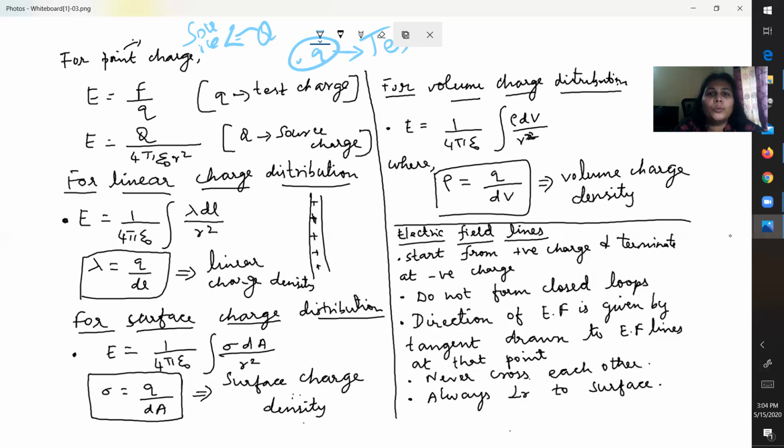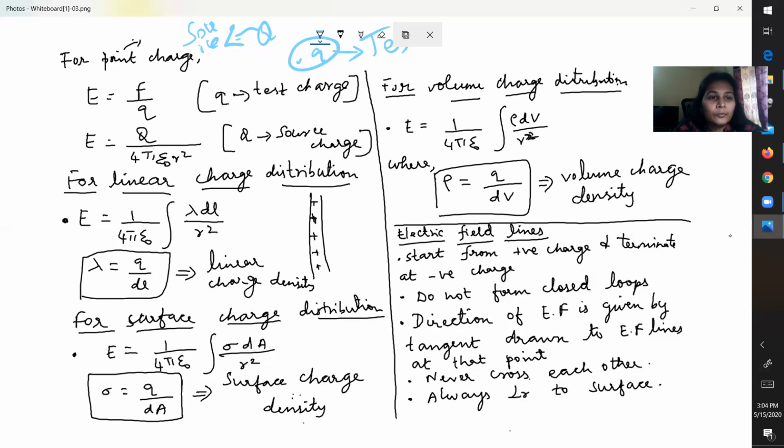Suppose I don't know which charge I am bringing in, but I should know how much electric field a charge can exert. For that also we have a formula. If you know only the source charge, then you can calculate electric field using the second formula that I have given, that is E is equal to capital Q by 4 pi epsilon naught R square.